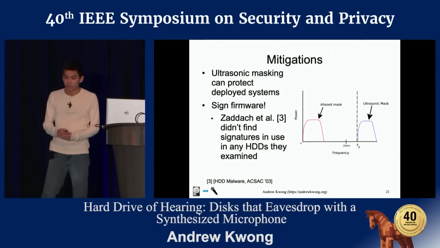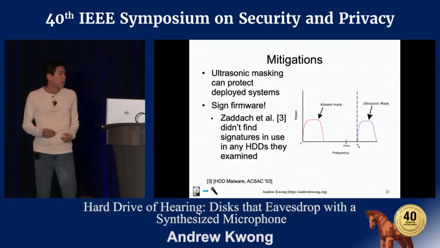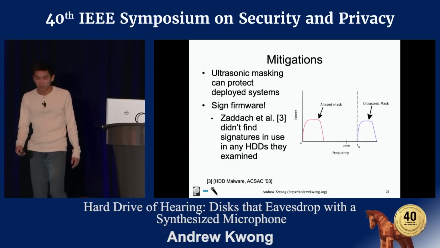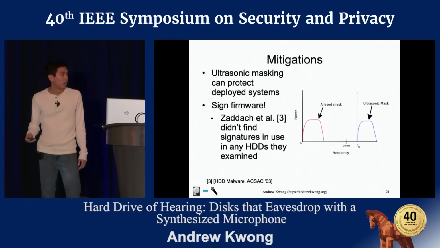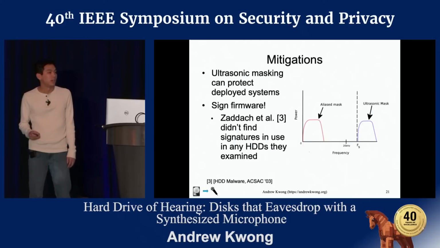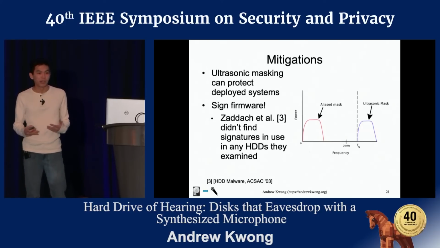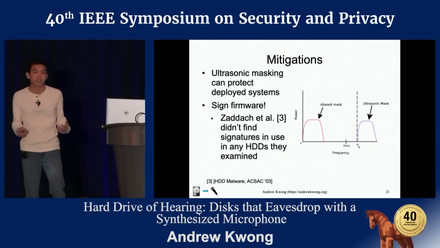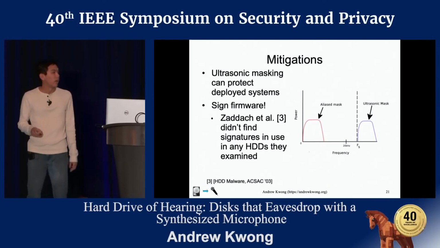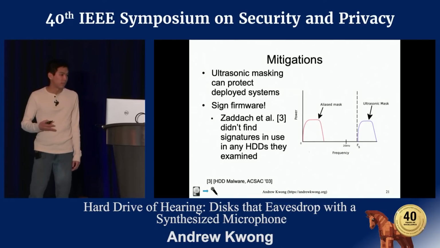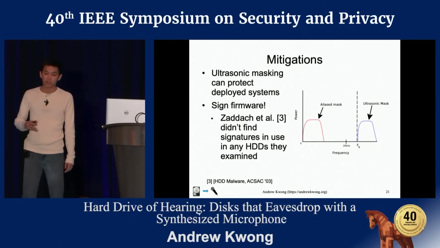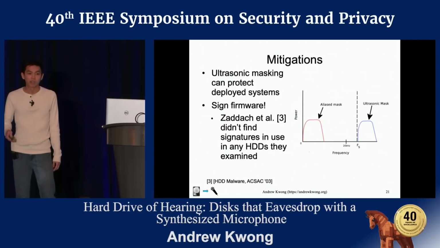So now we'll discuss some mitigations. One way that we discuss to defend systems that are already deployed in the field is via ultrasonic masking. The idea here is that a white noise generator plays sound in the ultrasonic range so that it doesn't disturb humans. However, due to the limited and fixed sampling rate of the hard drive, that will be aliased down into a mask in the audible range and will then mask human voice.